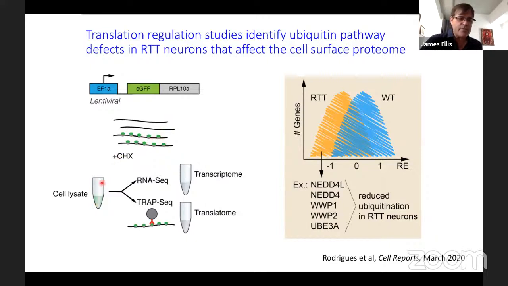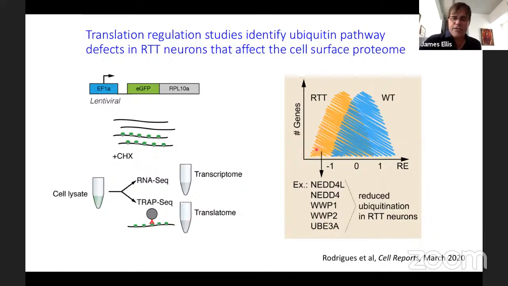So you have your cell lysate, and you split it in two. You do RNA-seq to identify the transcriptome of all the transcripts, including the ones that are not bound by ribosomes. And in TRAP-seq, you're sequencing the transcripts that are pulled down through the GFP tag on the ribosome. So this gives you the translatome.